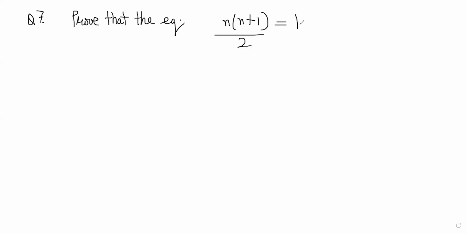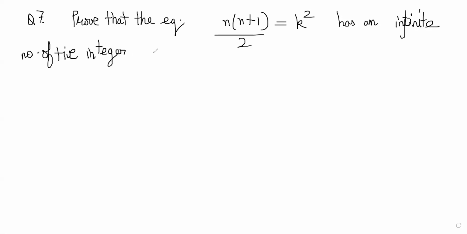Prove that the equation n plus 1 by 2 is equal to k square has an infinite number of positive integer solutions. So let's think about this equation. We'll simplify it like this: n square plus n is equal to 2k square.